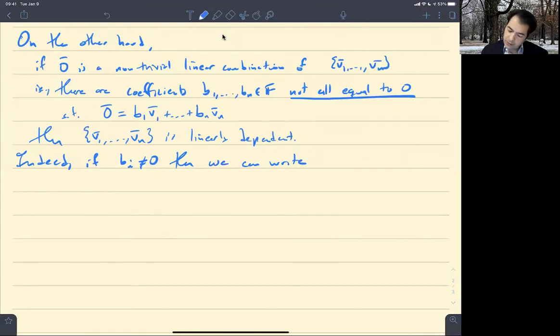So I can end up writing the vector vi as the sum, j different from i, of minus bi inverse bj times vj. Okay. And so you see that the ith vector can be written as a linear combination of the other vectors in the set. And so it's a linearly dependent set.